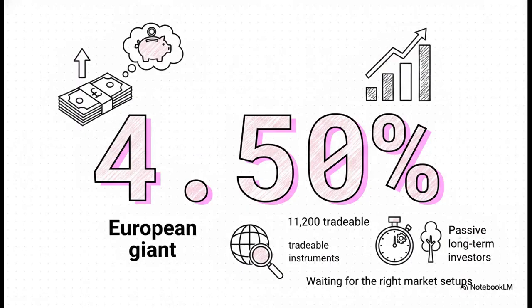Then there's XTB, which is this absolute European giant. Check out this number, 4.50. That is the massive annual percentage yield they offer on uninvested British pound cash. Pair that with 0% commission on real stocks and a staggering 11,200 tradable instruments, and you can see why XTB is a powerhouse. You're literally earning interest while you just sit in cash waiting for the right market setup, making it perfect for both active day traders and passive long-term investors.